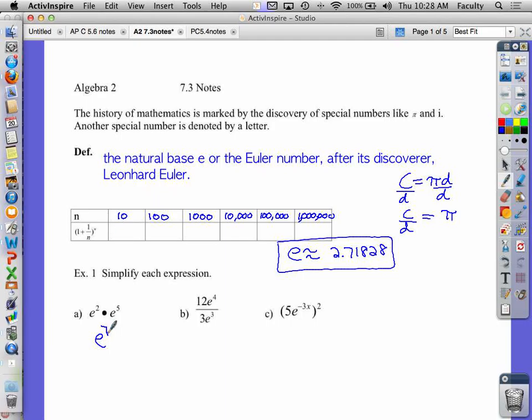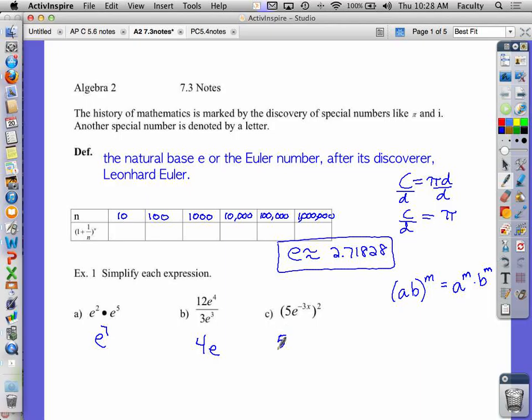In letter B, this becomes 4e to the 1st because 12 divided by 3 is 4. And if I subtract the exponents, I get e to the 1st. Now letter C, I believe we need to review this. I'm going to review some Algebra 1 exponent rules. If I take a times b to the m, that says you take a to the m times b to the m, because we struggled on our last test with this.